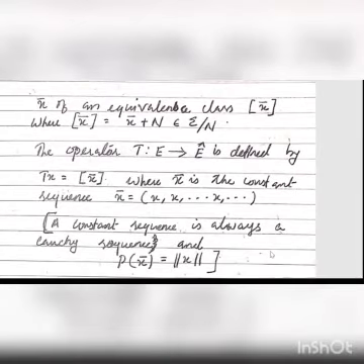Now define the operator T from E to E hat by Tx equal to the coset x bar, where x bar is the constant sequence x, x, x, x, x. A constant sequence is always a Cauchy sequence, so it is defined. Since E hat is equal to script E by N, we will again have elements of the form x plus N. Now this is evidently defined.